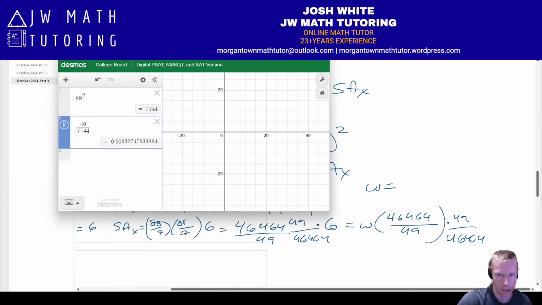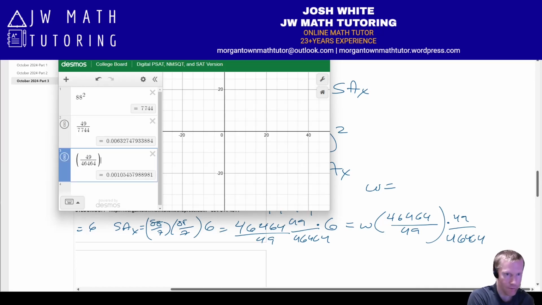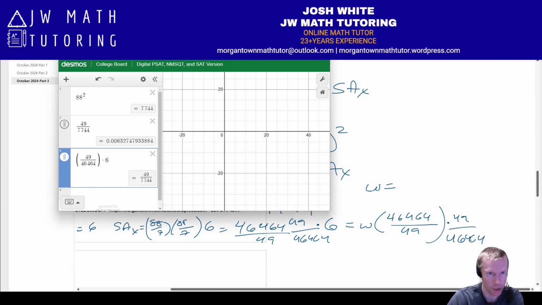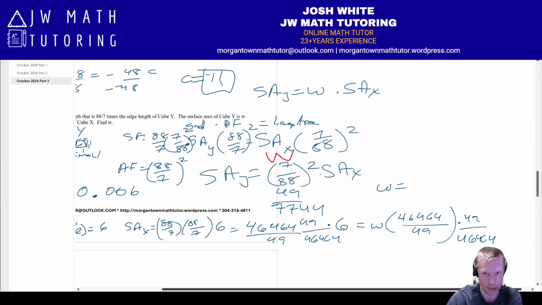So notice if we go back to Desmos here, we got 49 on top, 46464, and that's being multiplied by 6. So that is our value for w. Notice we get the exact same answer that I had above. Or if you want to confirm in fraction form, again it's 49/7744. So decimal form, fraction form, we get the same answer. It's just that here I'm technically plugging in actual values for the surface area of x and y and then solving for w based on those values. So we get basically the same answer.